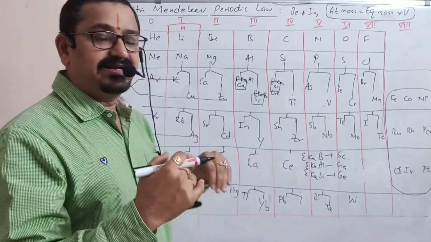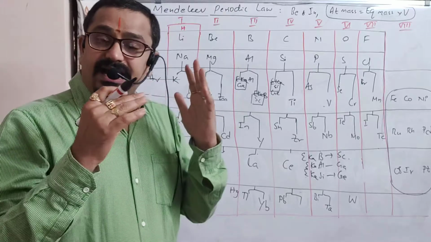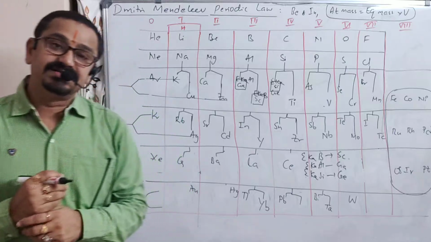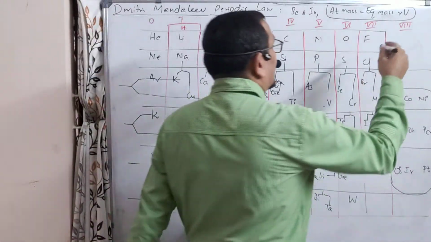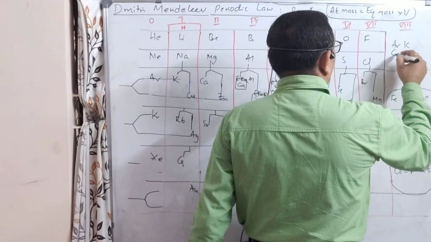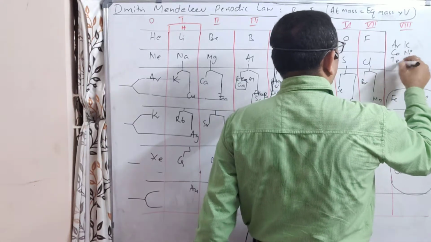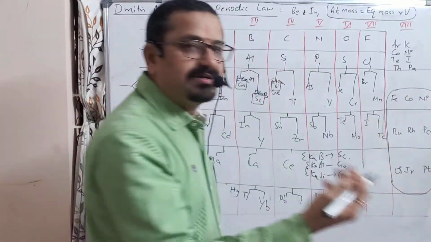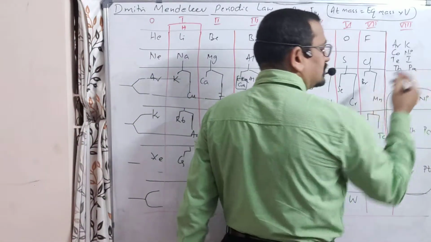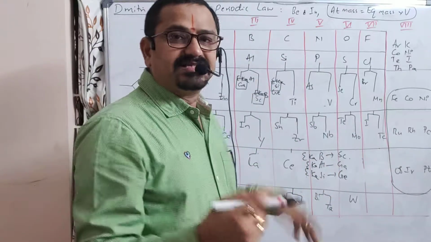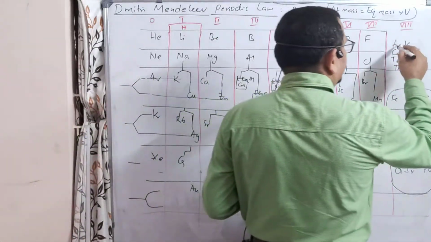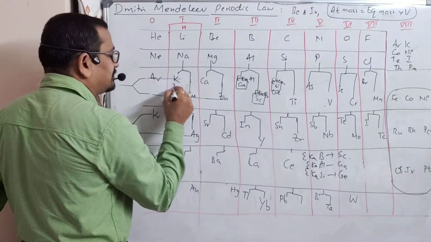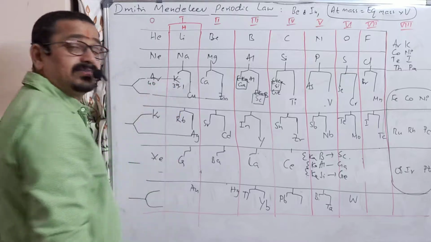But he himself violated his law and placed some elements in decreasing atomic masses. Namely argon potassium, cobalt nickel, tellurium iodine, and even now thorium protactinium, recently discovered after Mendeleev. Even these elements are called anomalous pairs because actually argon comes next to potassium. See, in the periodic table, first argon and potassium came. This is 39.1, this is 40.